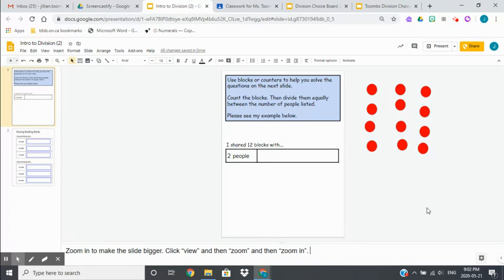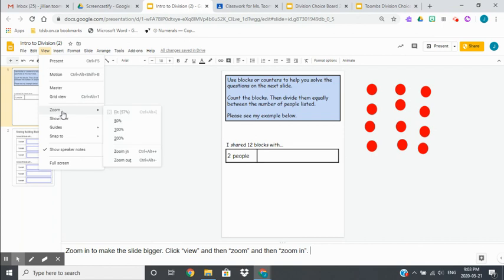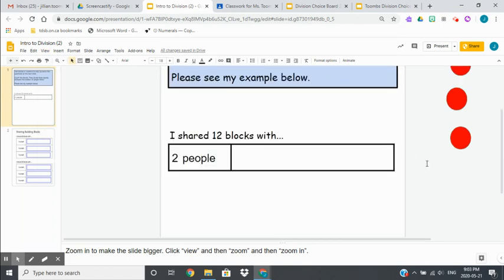So let's read through the questions that you're going to be solving together so that you have an understanding of how to do this. The first thing that you're going to do when you open up your work is you're going to have to make these slides bigger. You can see they're a little bit small. So to do that, come on up to View, click on that, click on Zoom, and then just come down here to zoom in. Perfect.